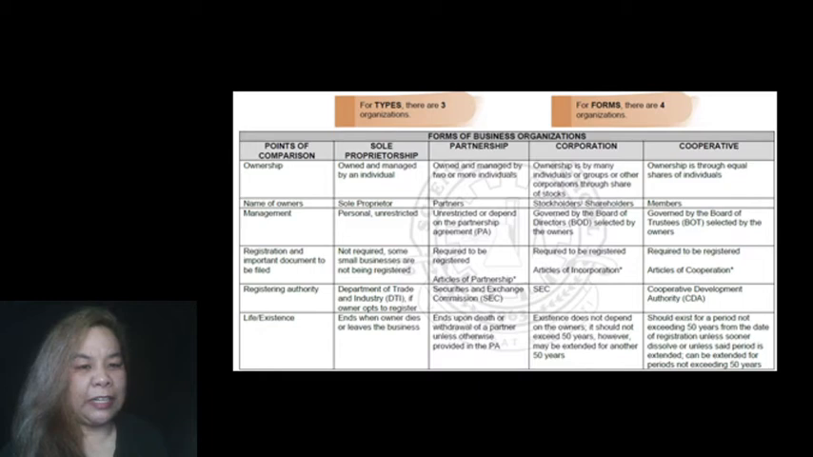For corporations, the top level is headed by the board of directors. Of course, headed by the chairman of the board. And the board of directors are selected through election. For cooperatives, they're governed by the board of trustees, who are also selected by their owners.